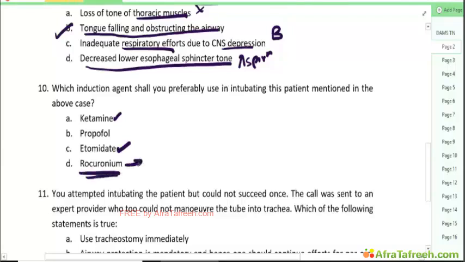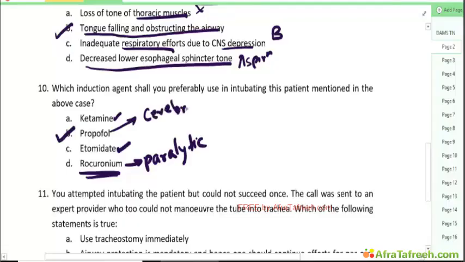Rocuronium, on the other hand, is a paralytic. It's not an induction agent. It's a paralytic agent. The answer would be propofol, as this is also cerebroprotective. But you need to keep checking the blood pressures. So monitoring is very important in this.